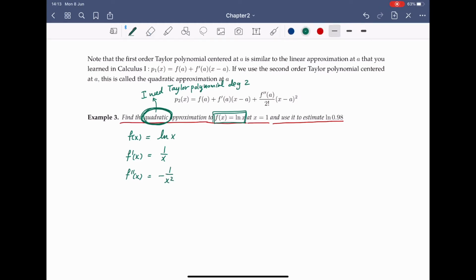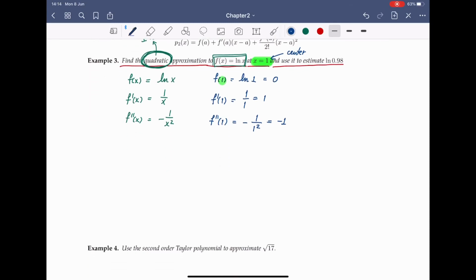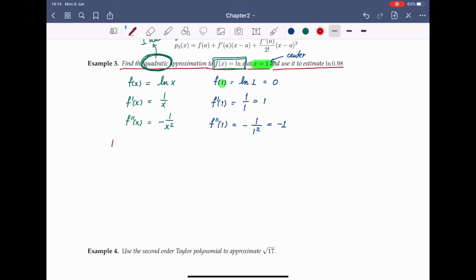Alright, next I have f of 1 equal to log 1, which is 0. So I need to replace x with 1 here because x equals 1 is our center, right? Once you compute the derivatives already, you plug in the center because you are going to use it later. So f prime of 1 is 1 over 1, which is 1. And then f double prime of 1 is negative 1 over 1 squared. This is negative 1.